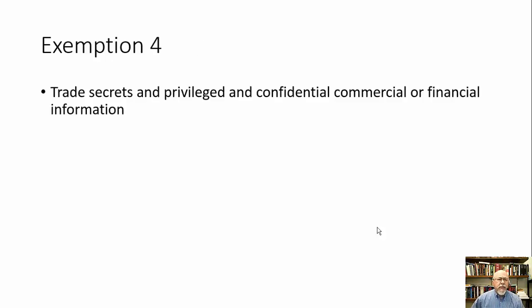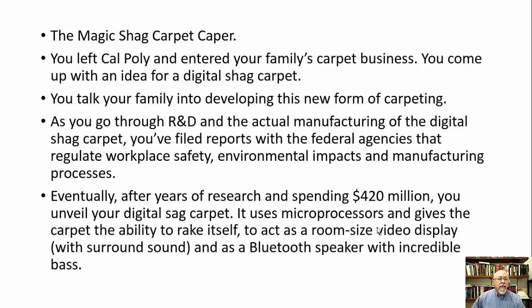Let's move on to exemption number 4 regarding trade secrets, privileged and confidential commercial or financial information. And let me explain it to you this way. I call this in my lectures the magic shag carpet cable. And here you have left Cal Poly. Your family's in the carpet business, so you've left the university, you've gone into the carpet business, and you come up with an idea for a digital shag carpet. You talk your family into developing this new style of carpeting.